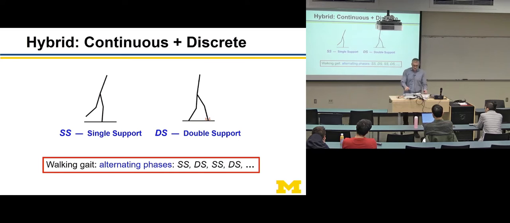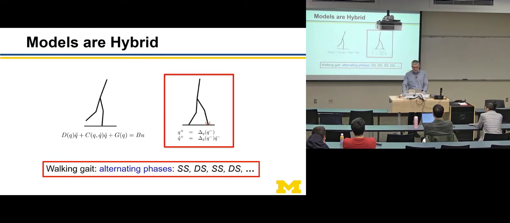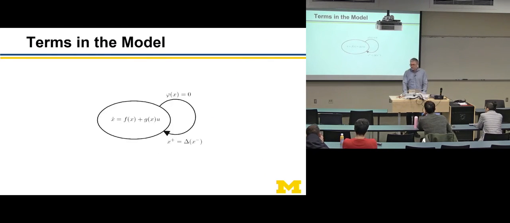So this is just showing the model equation. There we do the models. You get this hybrid system. You have an impact, you get a new initial condition, and it evolves until the swing leg comes forward. So that's the hybrid stuff.